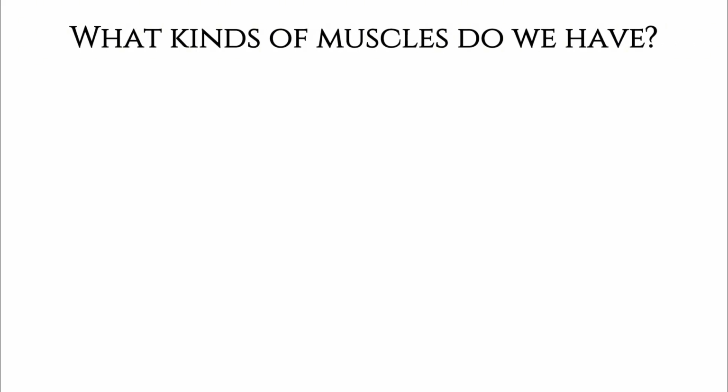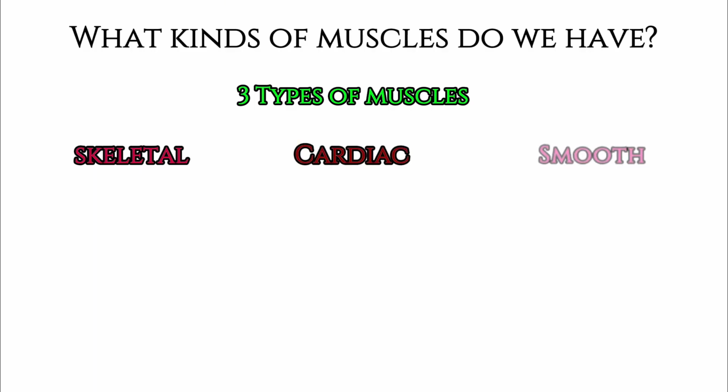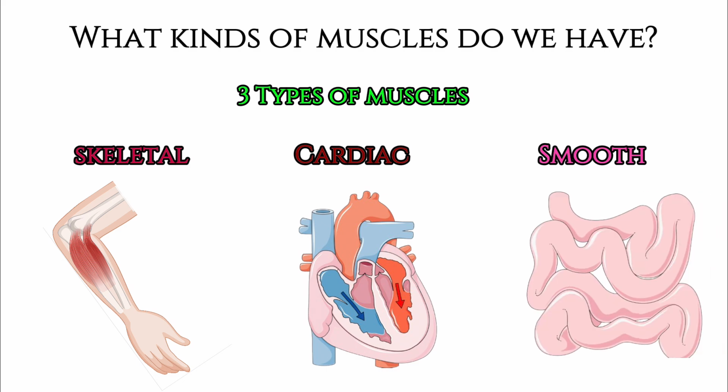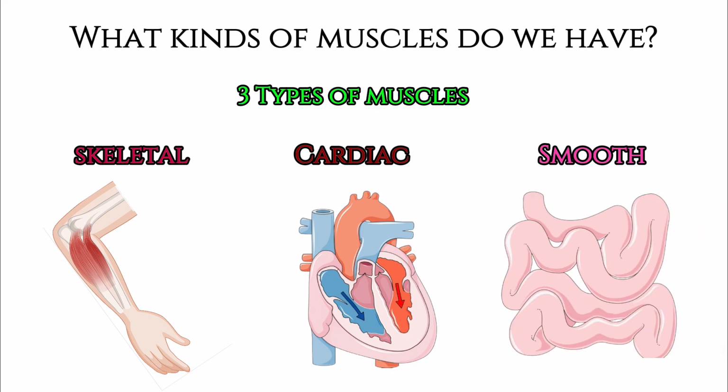So what kinds of muscles do we have? We have three types of muscles. We have skeletal, cardiac, and smooth muscle. So when we're looking at the muscles and we're trying to remember what they do, we're going to look at their names. Skeletal muscle is going to be connected to the skeleton. Cardiac muscle is going to be the heart muscles. And smooth muscle is going to be the digestive tract muscles. So anything in the stomach, mouth, or esophagus.